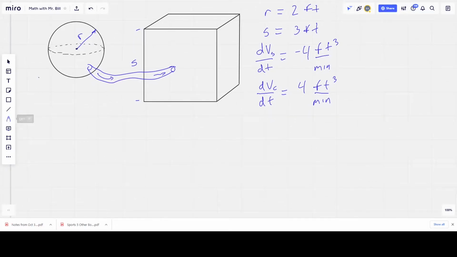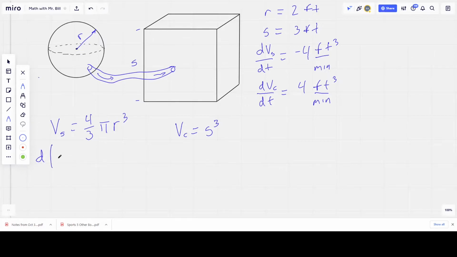So let's find the volumes of both of those shapes. So the volume of a sphere is 4/3 pi r cubed. And the volume of a cube is equal to the side length cubed. Okay, so looking at the volumes of each of these, we notice that since the volume is changing with respect to time, that means that the radius is also going to change with respect to time. So I can take the time derivative of both equations. Let's do that with the sphere first.